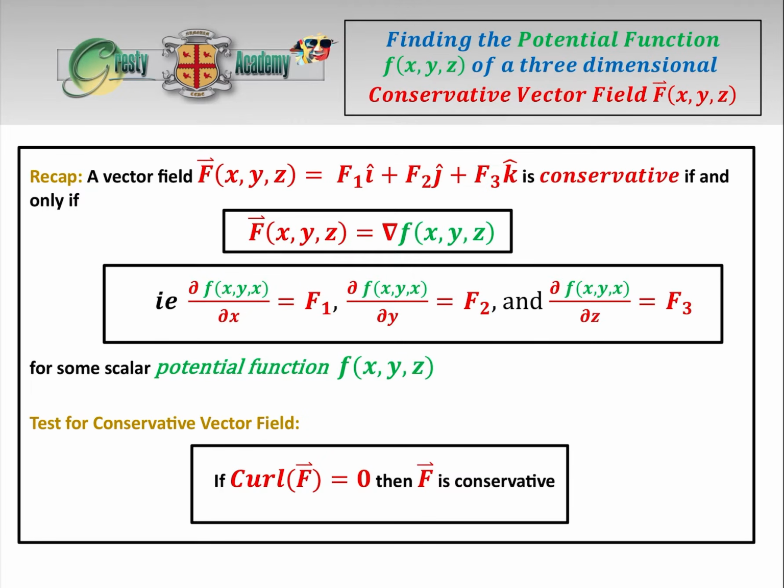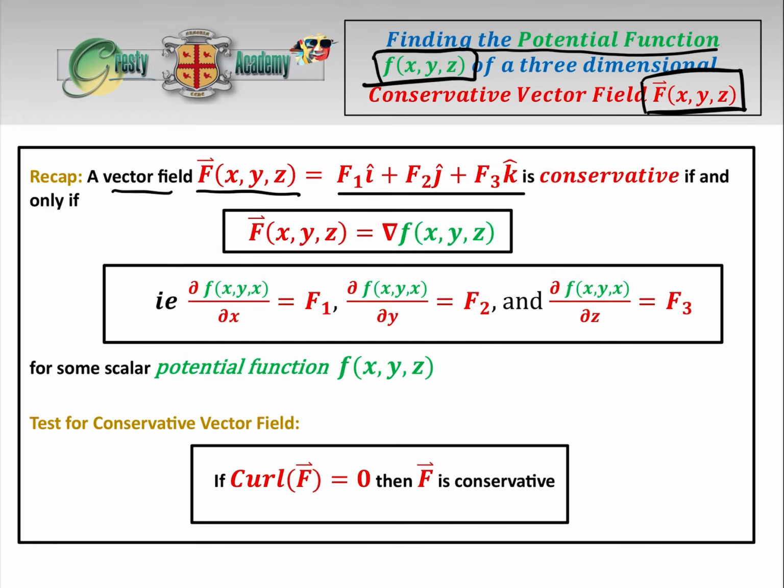So this is part 2 of a 3-part video, and in this part 2 we're going to be finding the potential function f of xyz of a three-dimensional conservative vector field f of xyz. Okay, now just to recap what we did in the first video, and the link to that video is in the description. We have a vector field f of xyz, which is f1 i plus f2 j plus f3 k.